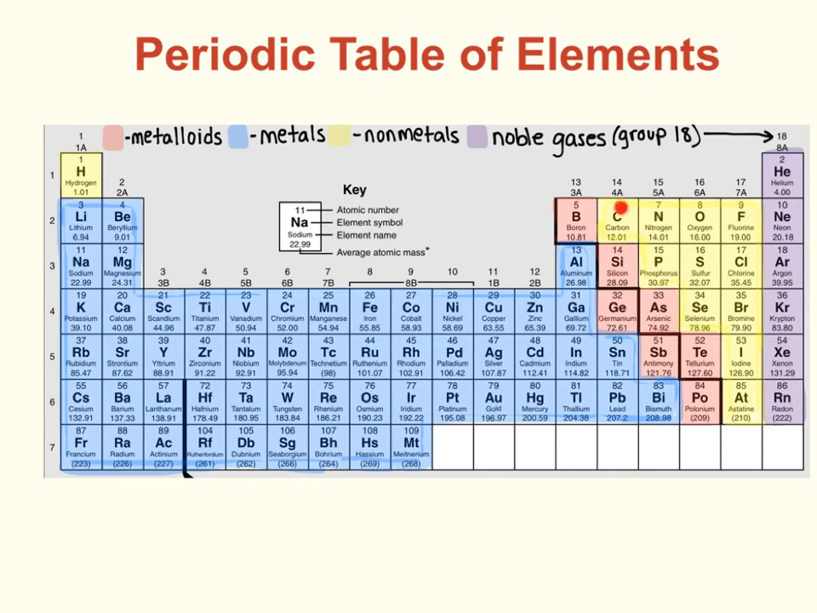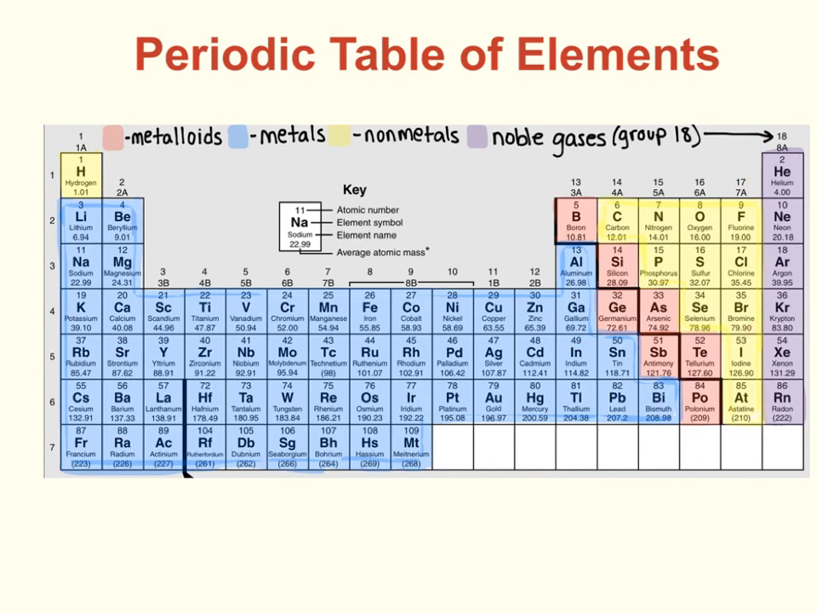To the right of the zigzag line, we have our nonmetals. We see that that's a much smaller group of elements. Right along the zigzag line, we have a special group of elements known as metalloids. Since the metalloids sit on this boundary between metals and nonmetals, metalloids are known for having properties of both metals and nonmetals.